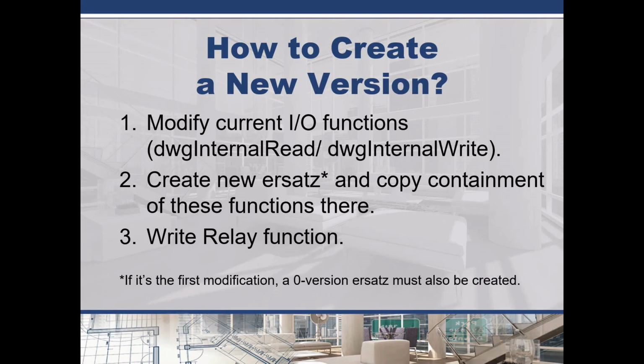How to create a new version? Firstly, you modify your input-output functions as needed, dwg internal read and dwg internal write. Second, you create a new ersatz and copy the content of the just changed functions there. Third, you write relay functions creating this ersatz from the previous one. And in the case when you are modifying your object for the first time, you have to create a zero version ersatz.